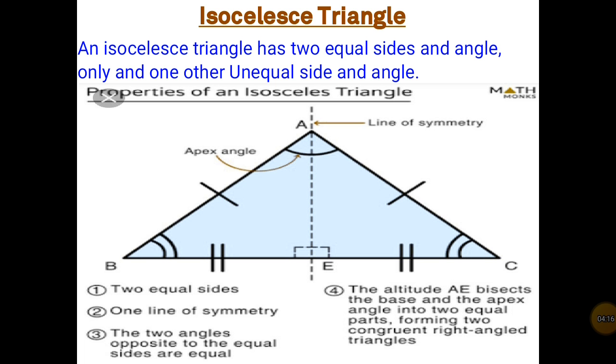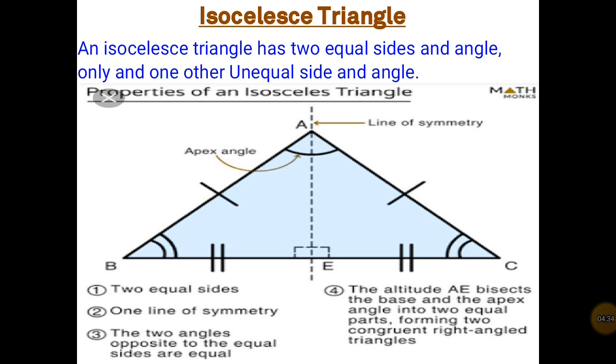That means that side is equal to the other side, while the down part of it, which is BC, or BE and EC, is not equal to AB and AC, but AC and AB are equal to one another. Now, what are the properties under this?